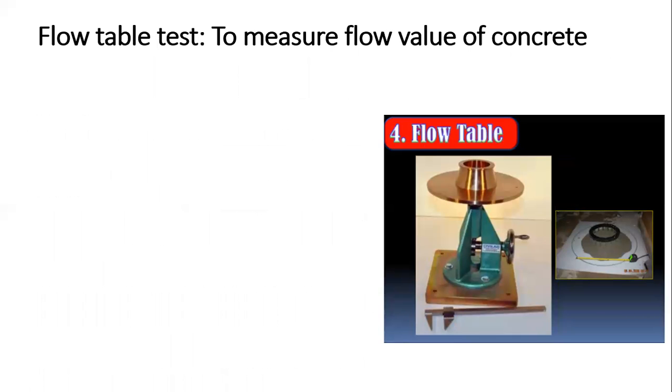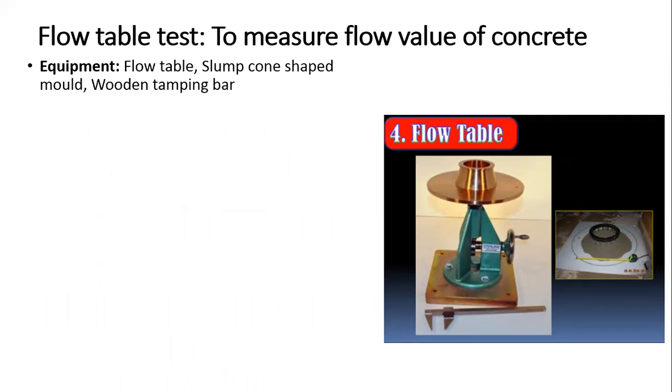Then the next one is your flow table test. This test is used to measure the flow value of concrete. How much is the flow value of concrete? The equipment required here is the flow table. This is your flow table, this one. Then we have the slump cone. This is your slump cone shaped mold, and a wooden tamping bar.